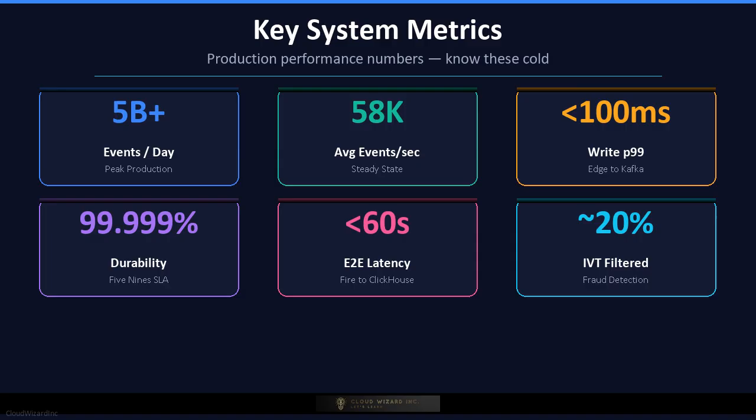Durability is 99.999%. That is 5 nines, meaning less than 5 minutes of data loss per year. The fraud filter rejects approximately 15 to 30% of raw events as invalid traffic, depending on the ad format and inventory source. And the Kafka cluster handles all of this with LZ4 compression, reducing storage costs by 60% compared to uncompressed JSON. These are the numbers that signal production-grade thinking in a senior engineering interview.